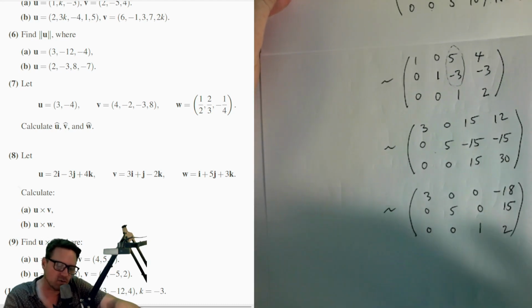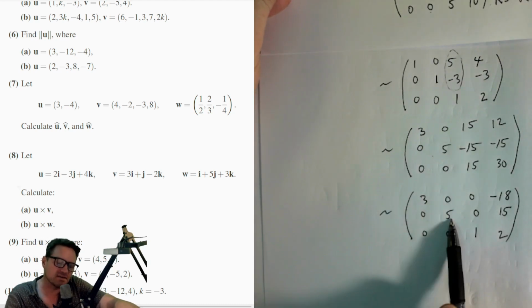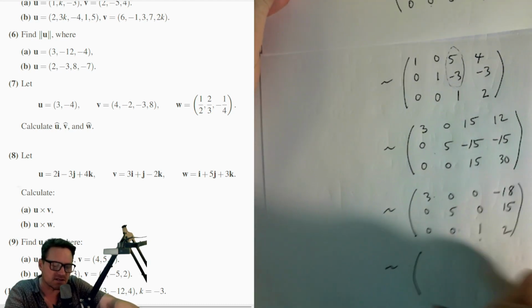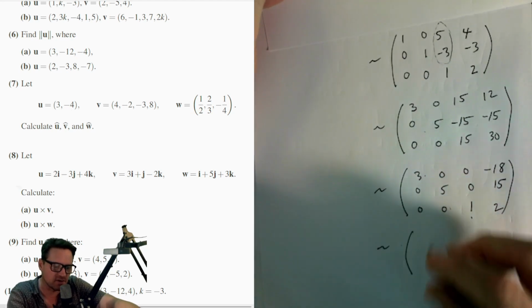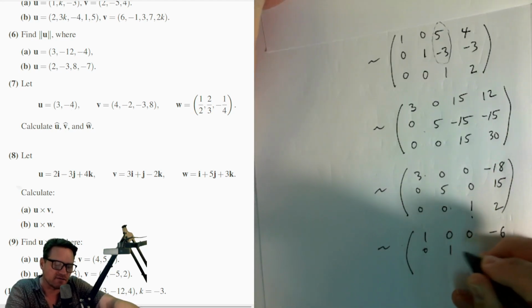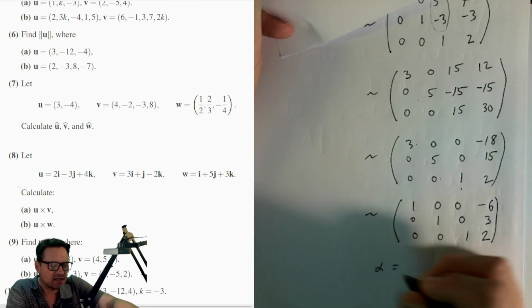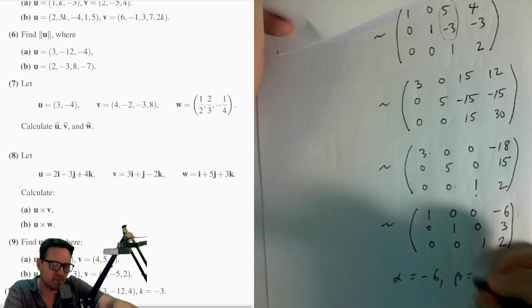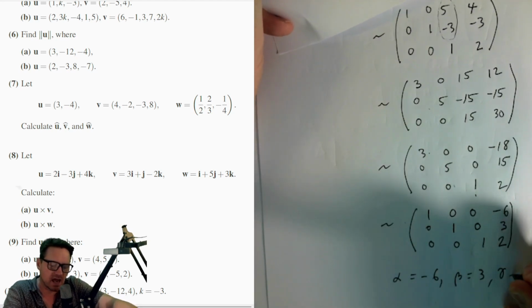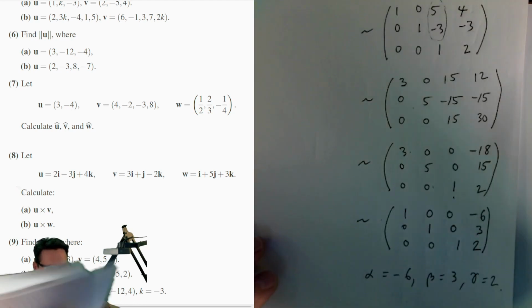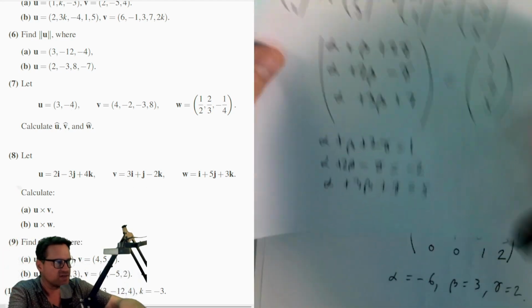And so we're almost done. We just need to make these pivots be 1. So let's divide the first row by 3, the second row by 5, and keep the third row the same. Okay, and so this gives alpha equal to -6, beta equal to 3, and gamma equal to 2. So now let's go to Mathematica and do the same thing there.